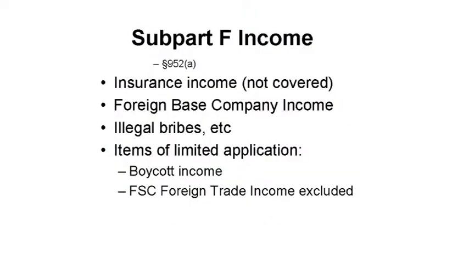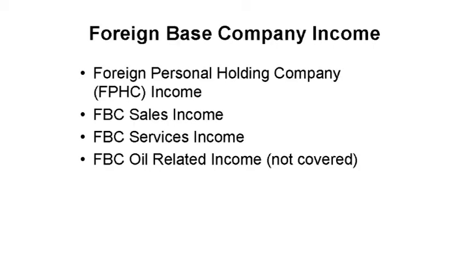Subpart F income of a CFC includes only certain types of income, as shown here. This sort of income is inherently portable. That is, it can be put anywhere a group of companies wants it to be without the group changing its operations. Foreign-based company income includes 4 types of income, as shown here. This video will cover foreign personal holding company income. Foreign-based company sales income and foreign-based company services income will be covered in a separate webinar and possibly video. We won't cover oil-related income.